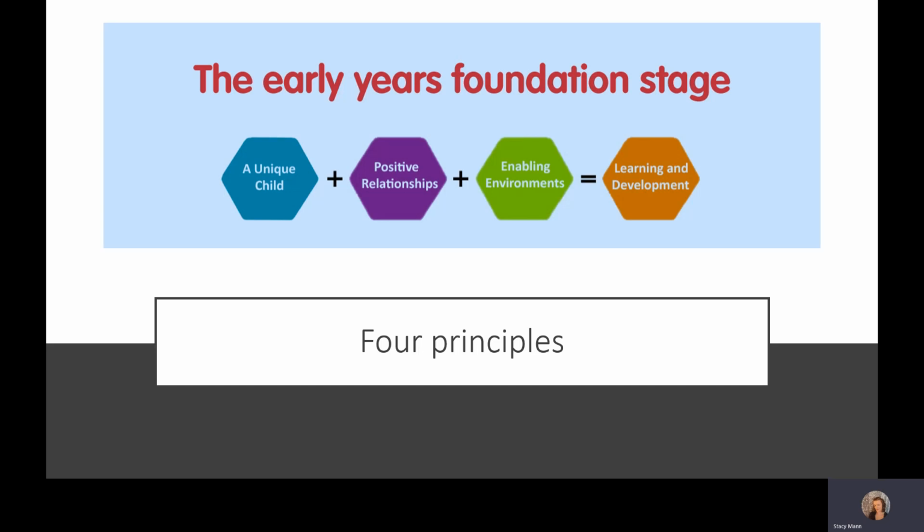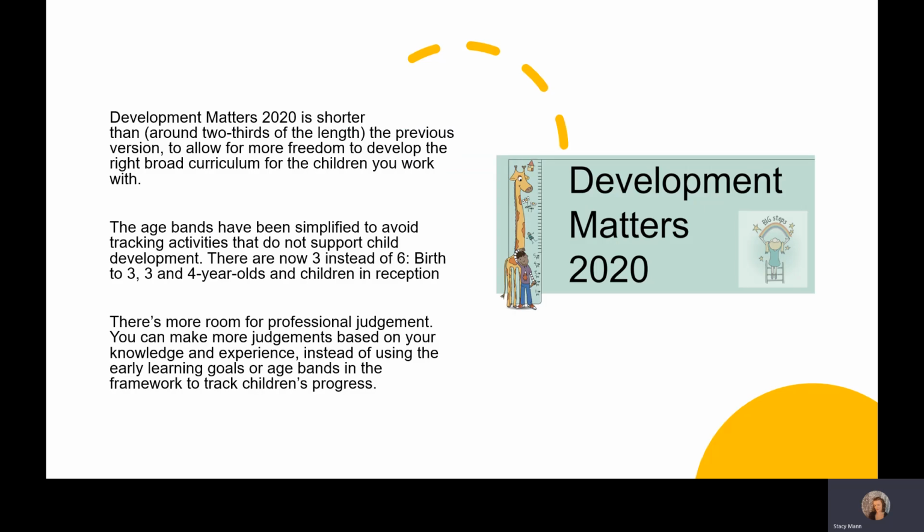There is an equal sign in this picture for a reason. When all 3 principles are in place, it is then that we can consider learning and development. The foundations of learning and development is the emotional well-being of the child and the family. We are very lucky to have 2 different guidance documents to support us.